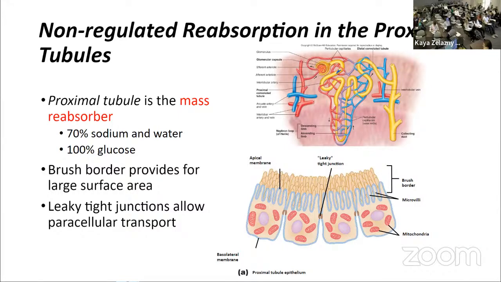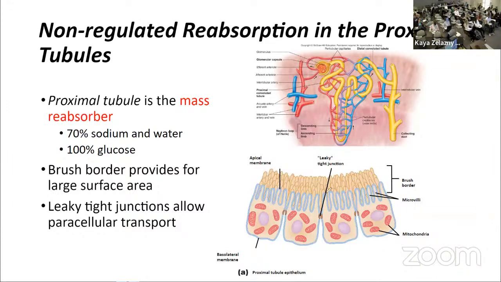It's reabsorbing 70% of the sodium and water that you're ultimately going to reabsorb, and it's doing 100% of the glucose reabsorption. That glucose that just got filtered by the glomerulus, your body is immediately snatching back. It wants that back right now, so that's going to happen at the proximal tubule.